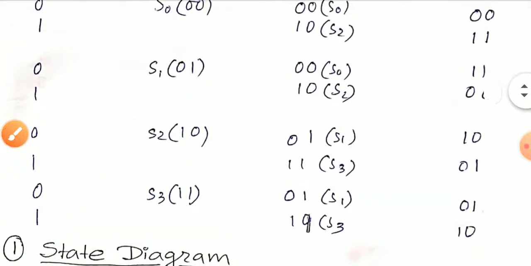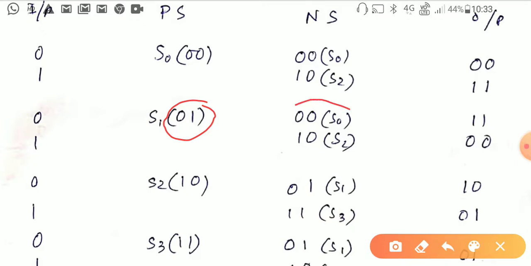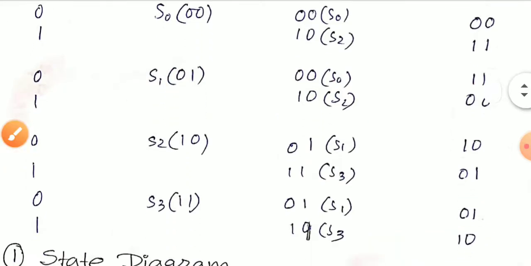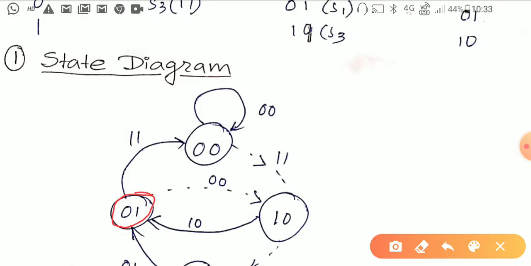If you consider the case 0 1, the next state value will be 0 0 for the input of 0, and the output will be 1 1. Check that this one is coming or not. When you apply the input 1, for the present state 0 1, its value will become 1 0, and when you apply the input as 0, the next state value will be 0 0, and the output is 1 1.